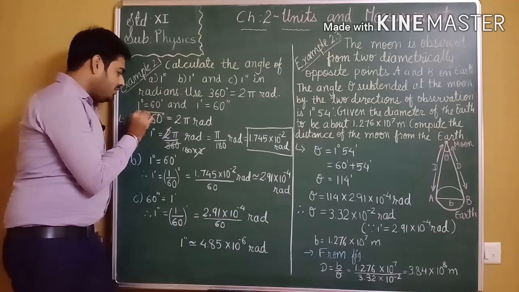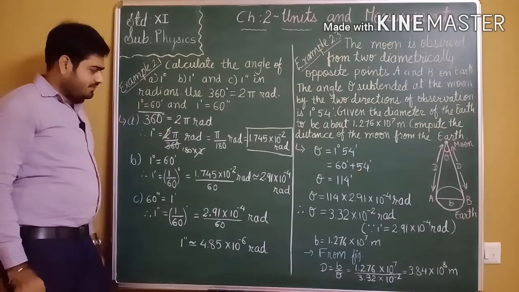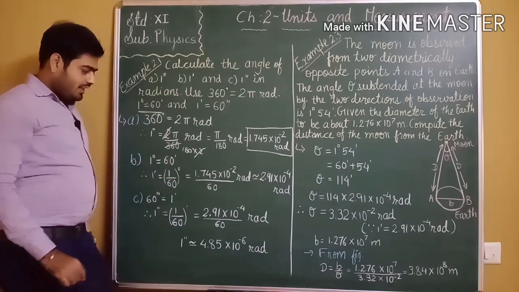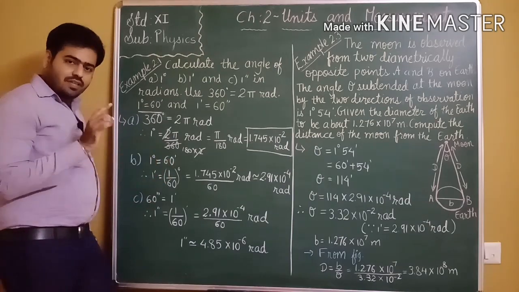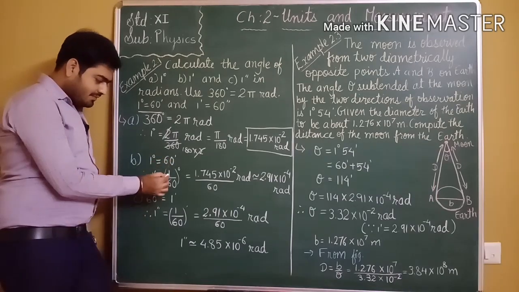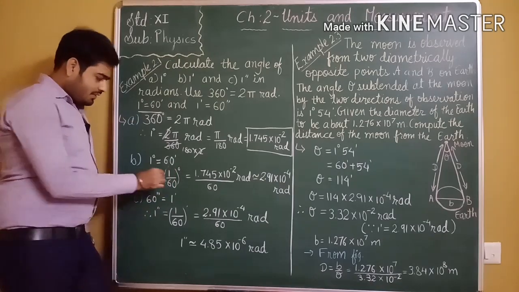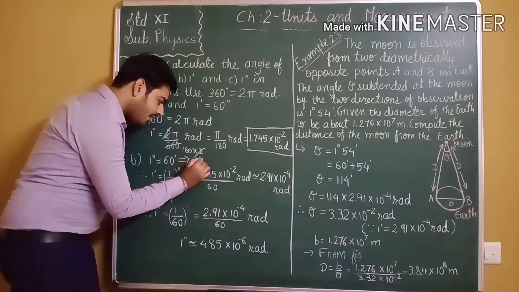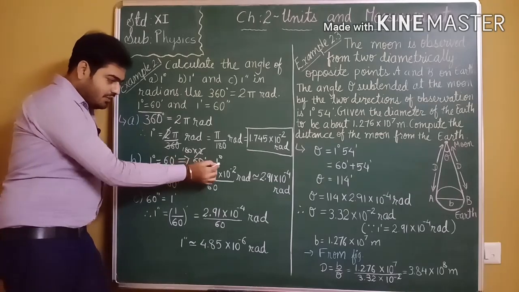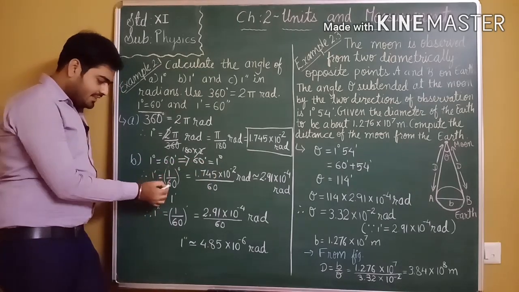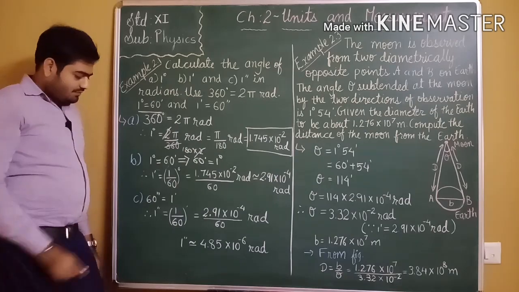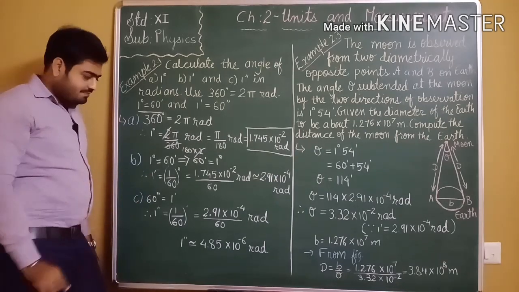But one relation is available to us. 1 degree is equal to 60 minute. Therefore 1 minute is equal to what? So here we can write 60 minute is equal to 1 degree. Then 1 minute is equal to what? So 1 by 60 degree. Therefore 1 minute is equal to 1 by 60 degree. It means we can say that 1 minute is nothing but the 60th part of a degree.